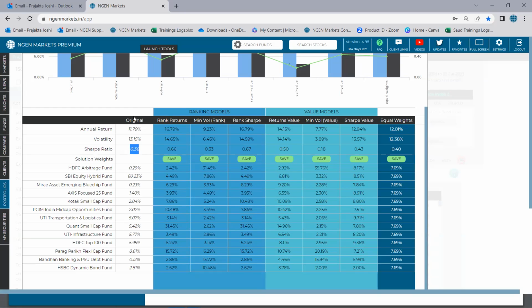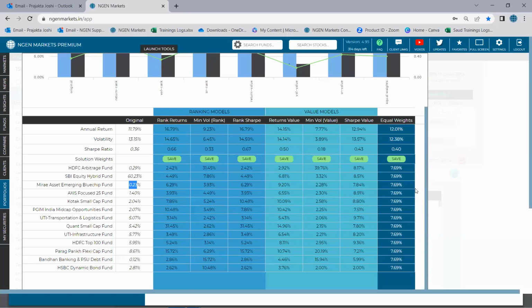Now let us move over to the ranking models and the value models. First of all, we have two models, which are the ranking model and the value model. And of course, the third and last model is the equal weightage model. What this tells you is, if the weightages in the portfolio were assumed to be equal, instead of some lopsided weightages like 60% to one particular fund and a very, very low weightage of let's say only 0.23 to a Mirae Asset emerging fund, if each of the components in the portfolio were given equal weightages, what would be the return of the portfolio?